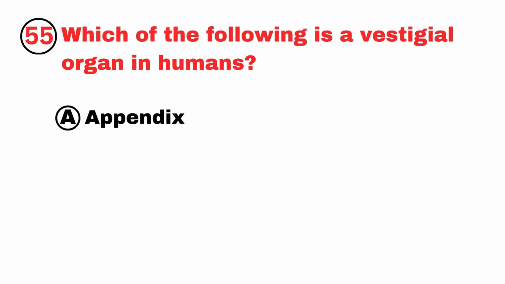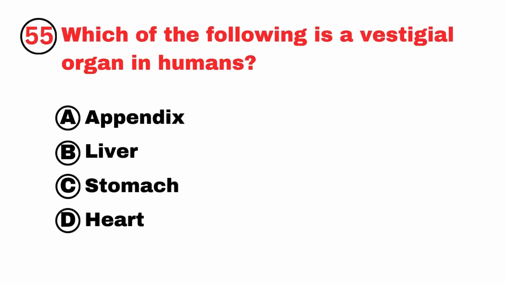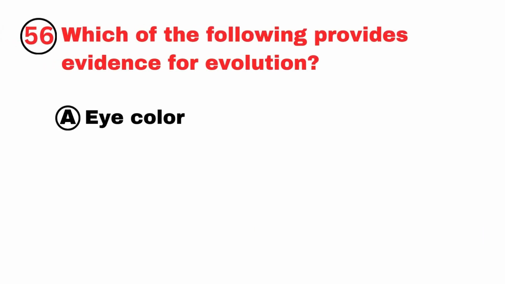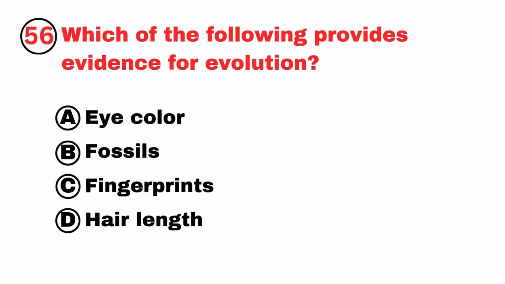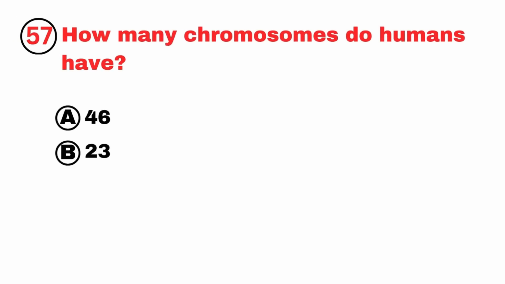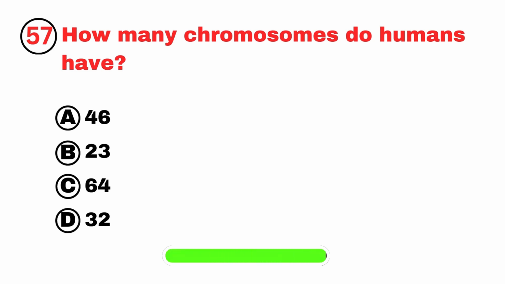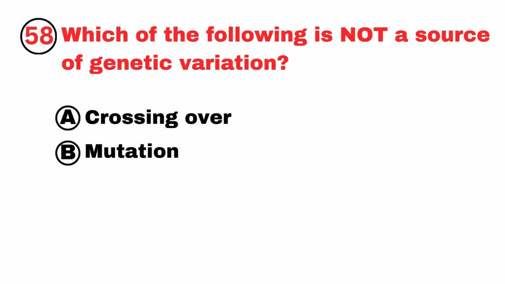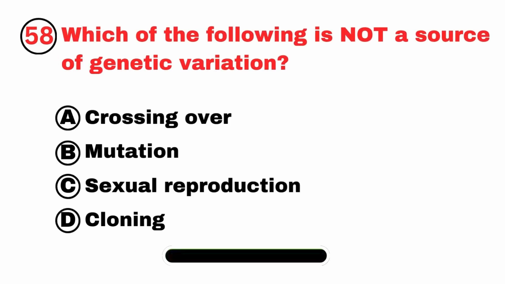Which of the following is a vestigial organ in humans? Appendix. Which of the following provides evidence for evolution? Fossils. How many chromosomes do humans have? 46. Which of the following is not a source of genetic variation? Cloning.